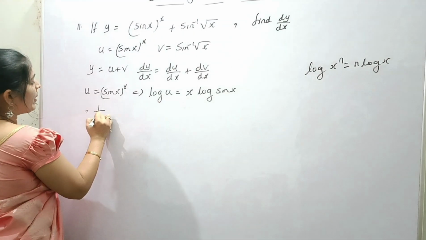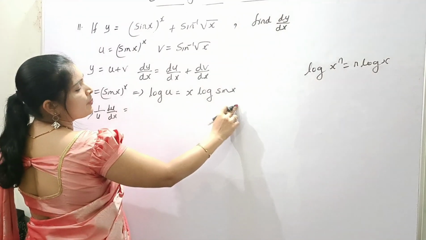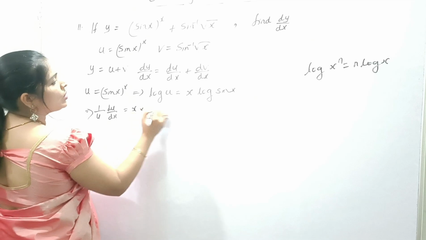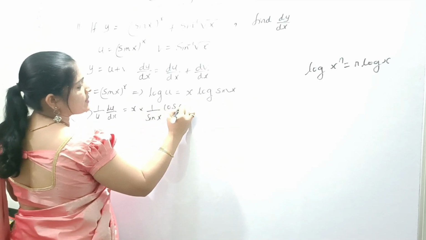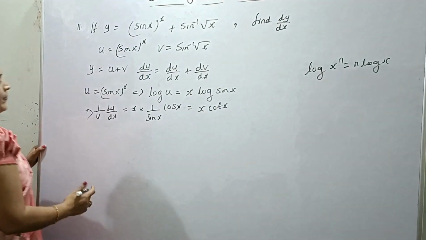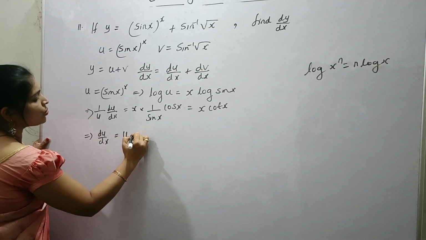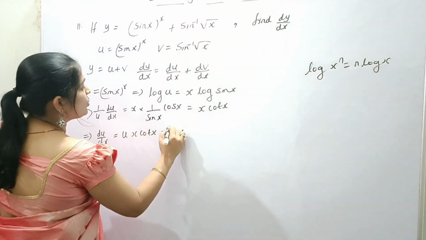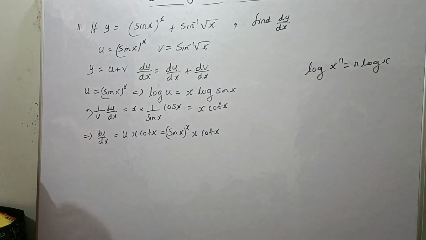Derivative of log u is (1/u) du/dx, that is equal to, here apply the product rule, x is the first function and log sin x is the second function. So x into derivative of log sin x, which is 1/sin x into derivative of sin x, cos x, that is equal to x into cos x/sin x, which is cot x. Okay, so here du/dx is equal to, take u to the right side, so u into x cot x. So what is our u? u is (sin x) raised to x into x cot x. Okay, so we have got du/dx.